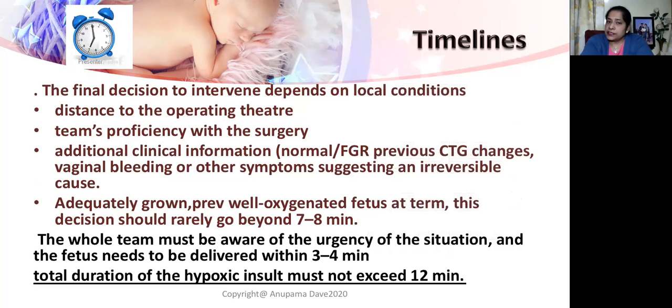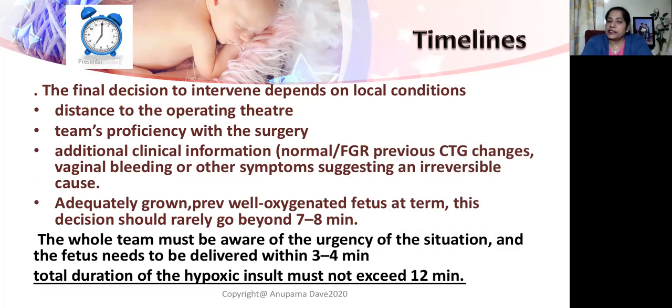The final decision to intervene depends on local conditions like the distance to the operation theater, the team's proficiency with surgery, how fast they can do it, additional clinical information, whether the fetus was normal or growth restricted, whether there were previous CTG changes, whether there's vaginal bleeding. All these suggest an irreversible cause.